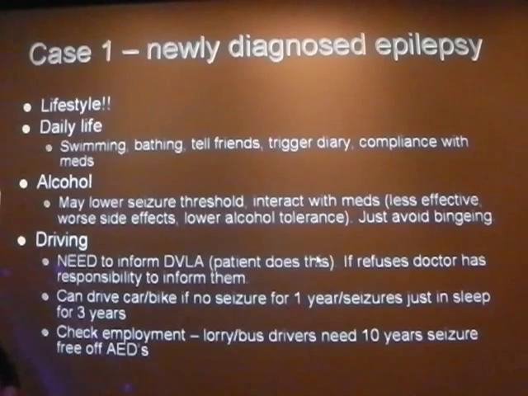So, obviously this is a young woman, so she's probably not going to want to stop drinking completely. So it's making sure that you come across as getting a balance with her life. So avoid binging, she can drink alcohol at normal daily limits. It's trying to take her life into account, basically.